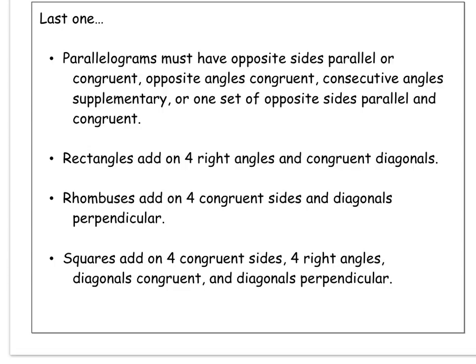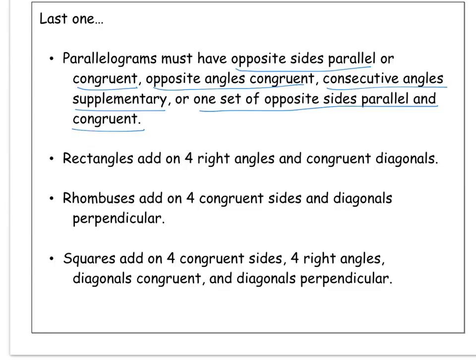Alright, the last thing we're going to talk about is just some reminders. Parallelograms, these are the characteristics. Opposite sides are parallel. Opposite sides are also congruent. Opposite angles are congruent. Consecutive angles are supplementary. Or one set of opposite sides are parallel and congruent. Those are ways that I can prove something is a parallelogram.